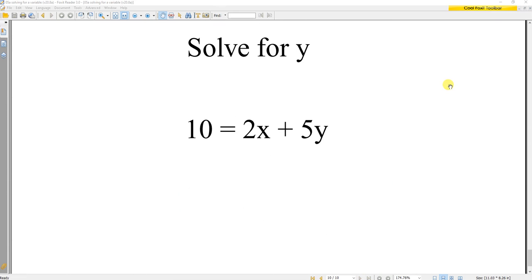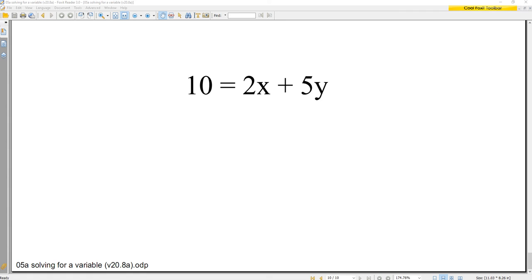And we're going to solve this one for y. I can do that. So we're going to get the y all by itself. So it means I need to deal with this first. Minus 2x, minus 2x. 10 minus 2x equals 5y. 5 times y, so I'm going to divide both sides by 5. So y equals 10 minus 2x over 5. Super duper. Thank you for watching.